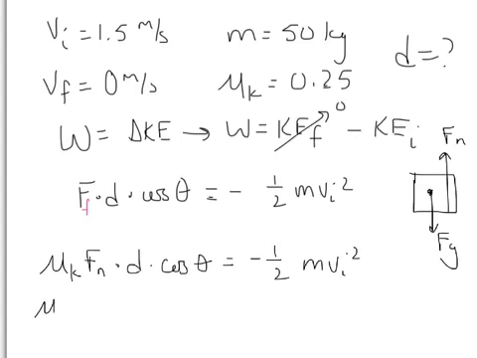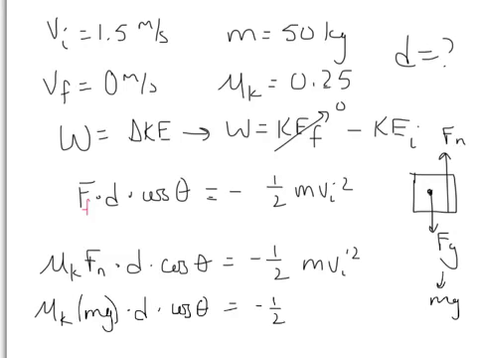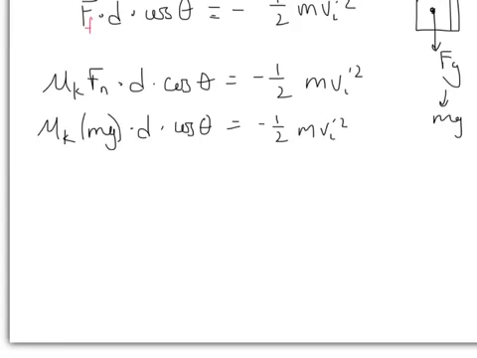So we can replace this Fn right here with Fg. But please remember that Fg is defined as mass times gravity. So I'm just going to put mass times gravity right here. Now what you're going to notice is the following. We don't have theta. We've got everything else. We've got mu, we've got m, we've got g, we've got vi, but we don't have theta.